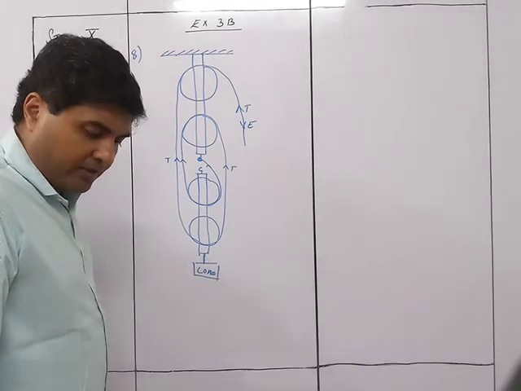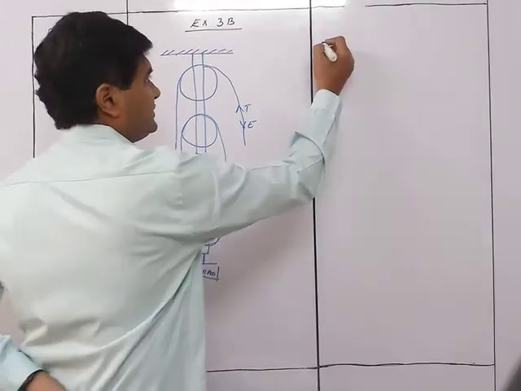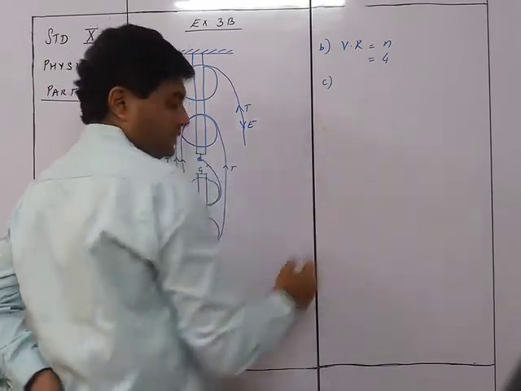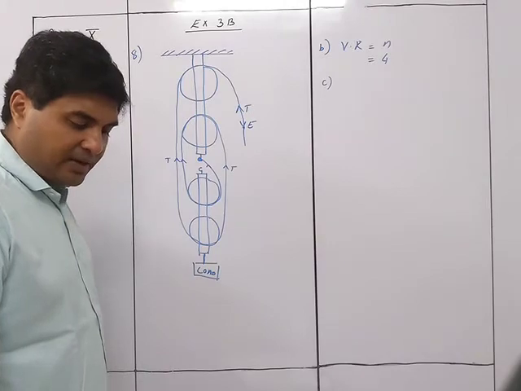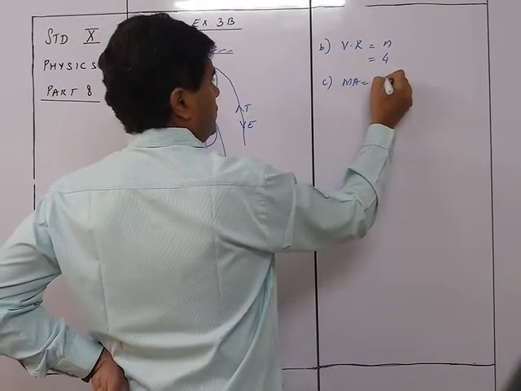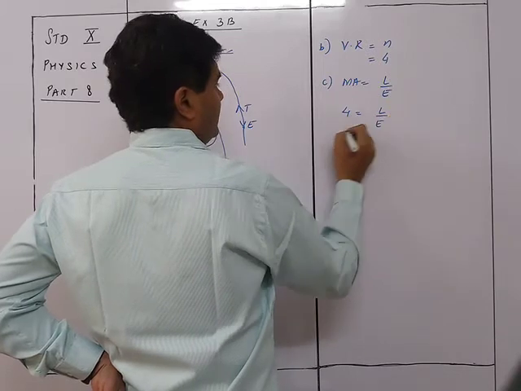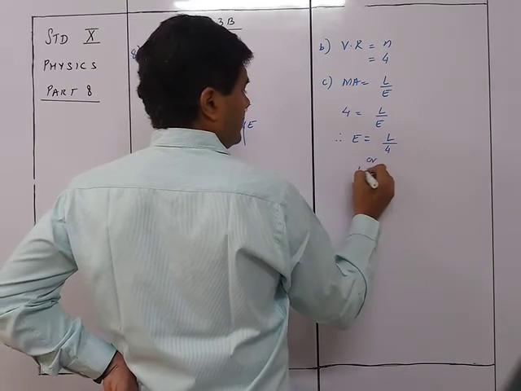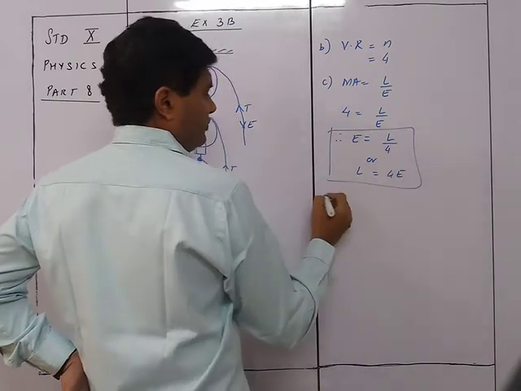So we have given the point of E over here, and what is the velocity of the system? First, the velocity ratio of the system, velocity ratio is equal to N, which is equal to 4. That is the first part. How are load and effort of the pulley system related? So we know that MA is equal to load upon effort. So 4 is equal to load upon effort. Therefore effort is equal to load upon 4, or load is equal to 4 into effort. So this is how the effort and load are connected to each other.